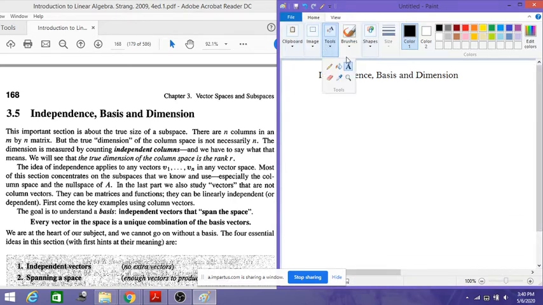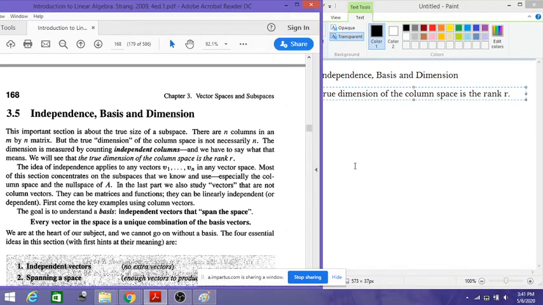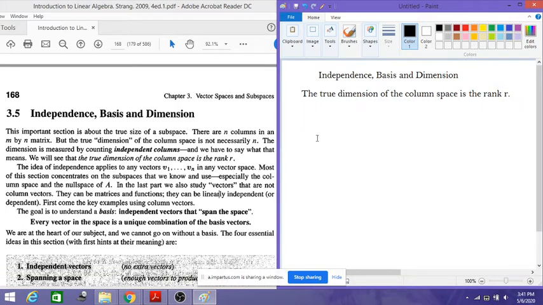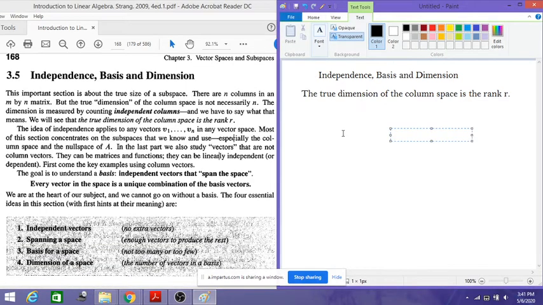So let me write these points here. The true dimension of the column space is the rank r. The true dimension of the column space is the rank r. Now we will understand the meaning of the free or the independent columns, which defines the actual size, the dimension of this column space.